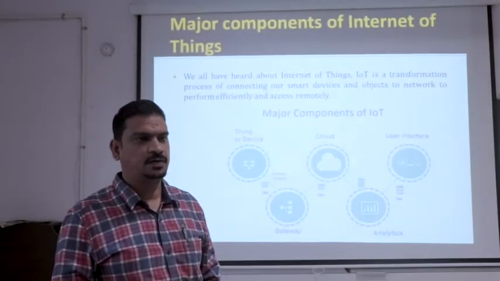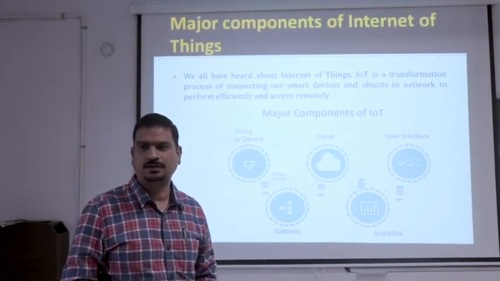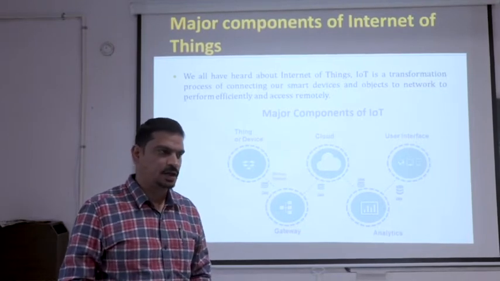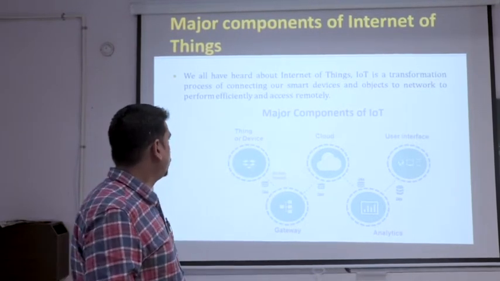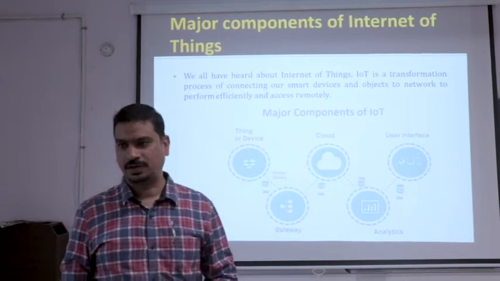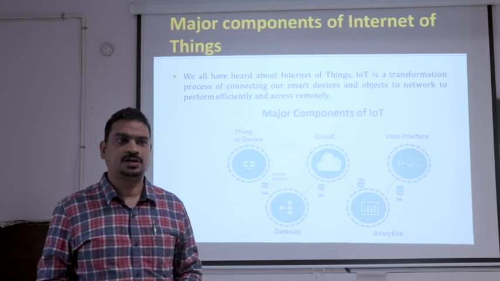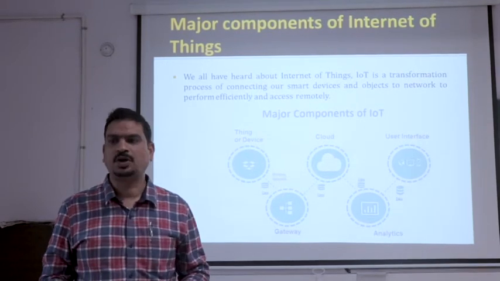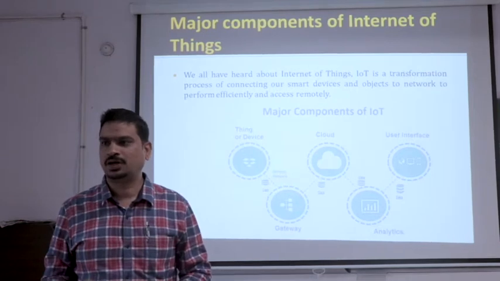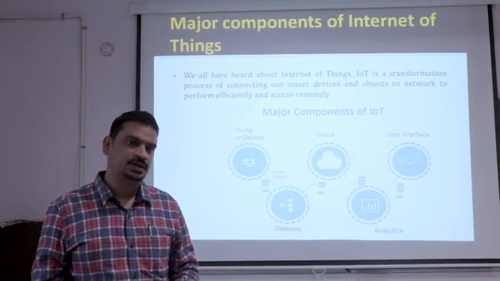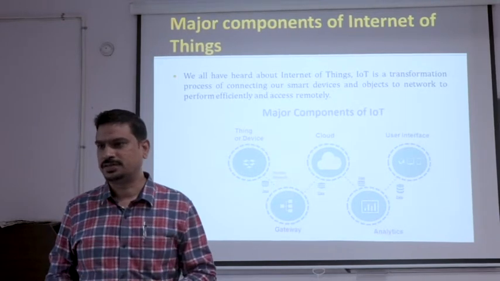Last class we learned about some components, right? What do you mean by sensor and what do you mean by actuator? Today we'll see different components which we use in IoT. IoT is not only connecting devices, it is beyond that. So we have to learn what are the different components which come together and make an IoT concept.